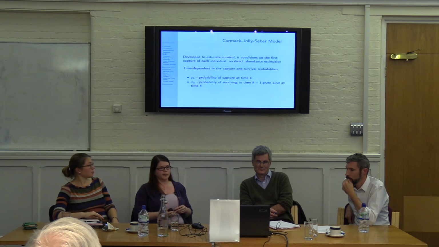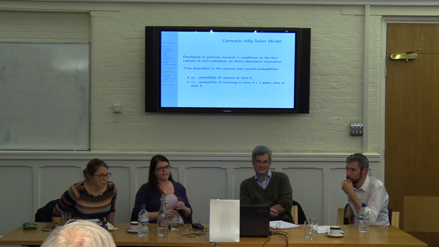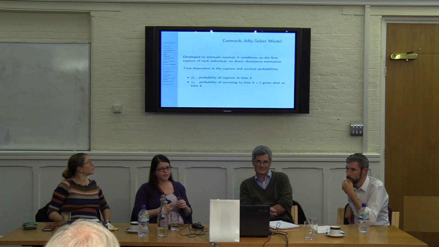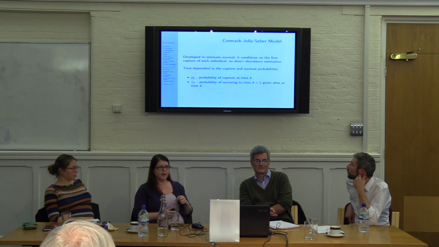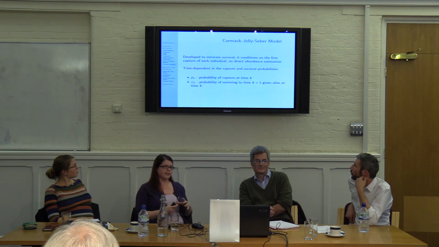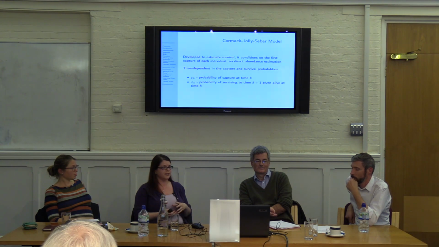So the first sort of models that came along were the Cormack-Jolly-Seber models. They were initially developed to estimate survival, so abundance wasn't their main purpose. What it does is it conditions on the first capture of each individual, and in doing so, it actually makes abundance estimation impossible to get directly, and by directly I mean through the likelihood. So we don't estimate it as a parameter. We have to do some work afterwards.